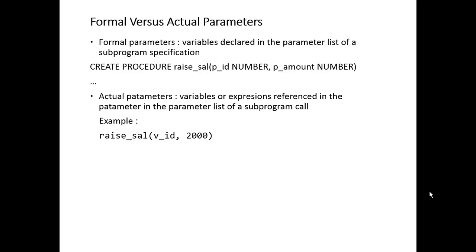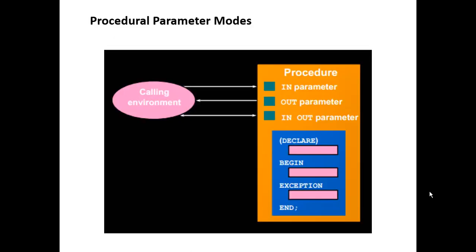Yes, you can see the difference. For the formal parameters, there is a CREATE PROCEDURE, and the parameters use a type like NUMBER, INTEGER, DOUBLE, and for the actual parameters we don't use types, just the variables like v_id and the value 2000.